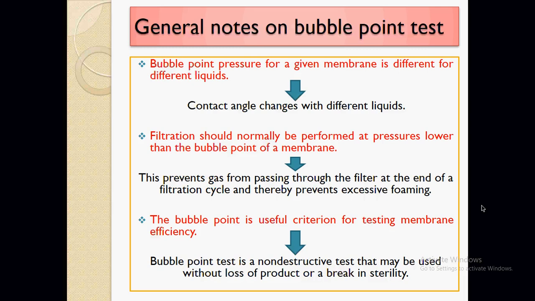This prevents gas from passing through the filter at the end of a filtration cycle and thereby prevents excessive foaming. If we worked at the bubble point pressure, then at the end of filtration I would get foam from the many bubbles that form, and this is not good. That's why we have to do it at a pressure lower than the bubble point pressure. This bubble point is a useful criterion for testing membrane efficiency. And it is a non-destructive test that may be used without the loss of product or a break in sterility.